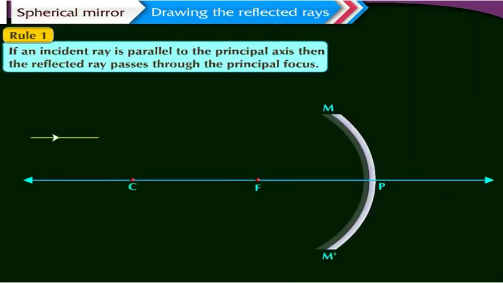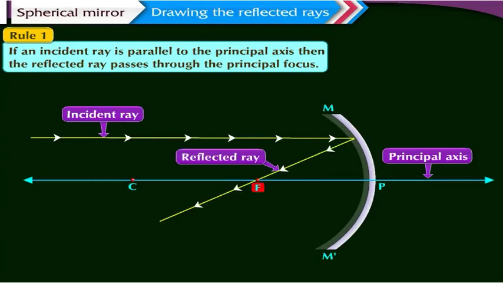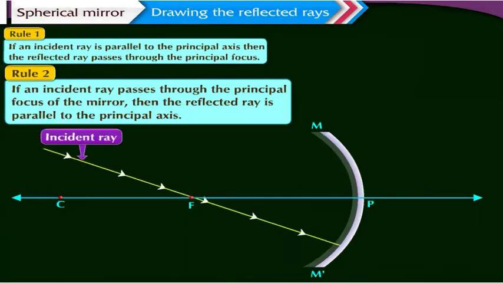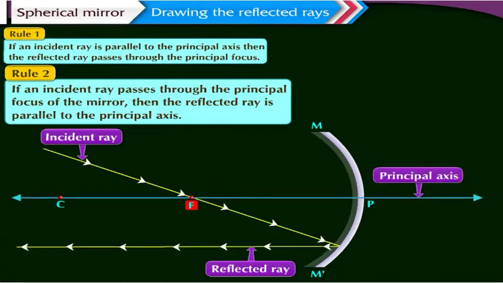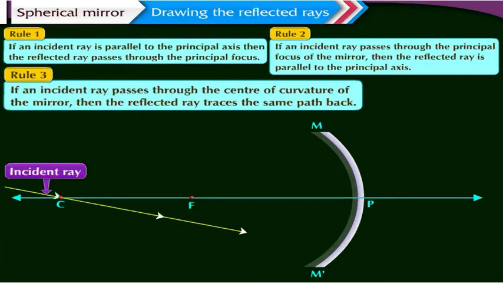Rule 1. If an incident ray is parallel to the principal axis, then the reflected ray passes through the principal focus. Rule 2. If an incident ray passes through the principal focus of the mirror, then the reflected ray is parallel to the principal axis. Rule 3. If an incident ray passes through the center of curvature of the mirror, then the reflected ray traces the same path back. Come, let us now understand how the images are formed by a concave mirror.